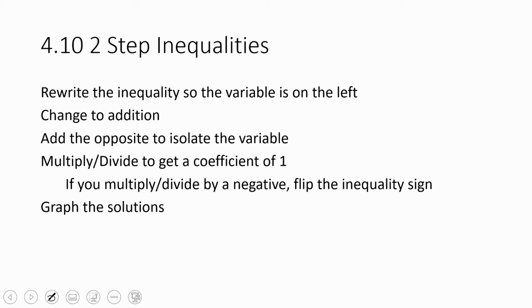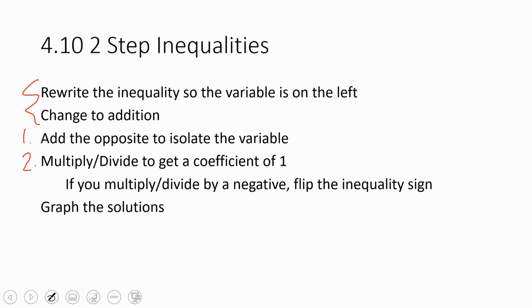So when you're solving two-step inequalities, it's going to be just like solving two-step equations. You're going to rewrite the inequality so the variable's on the left, just like you have been doing. Then you'll change any subtraction to addition, if there is any subtraction. And then you will add the opposite to isolate the variable, and then multiply or divide. Here's the real two steps. That's basically the first and second step. These up here are just kind of like getting ready to solve.